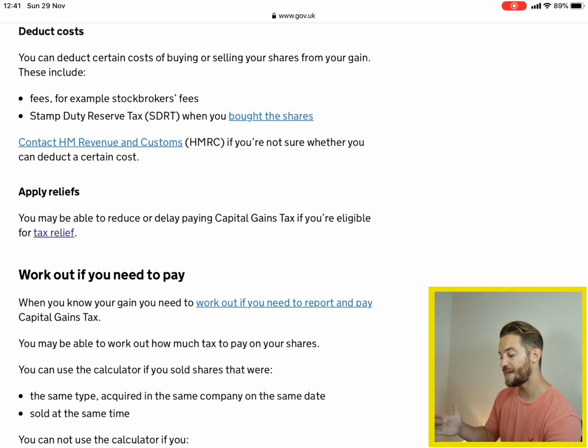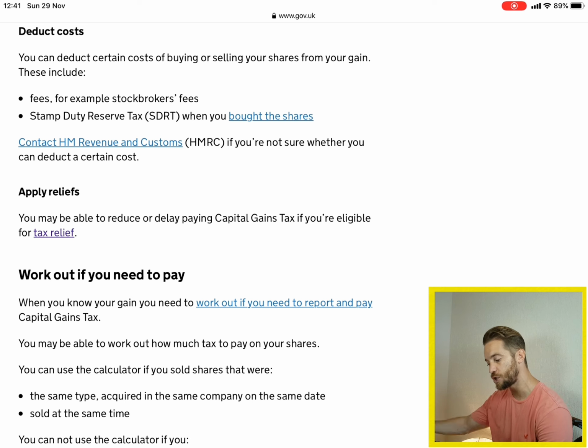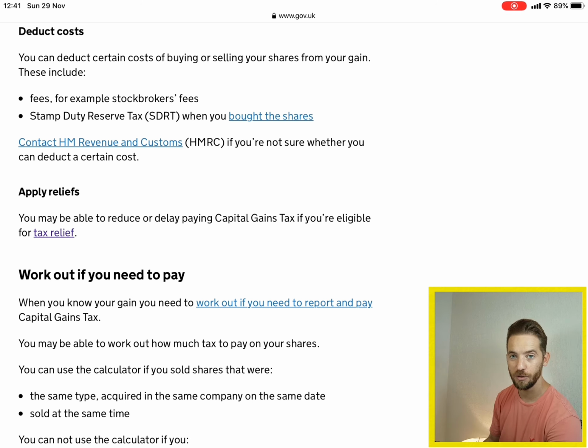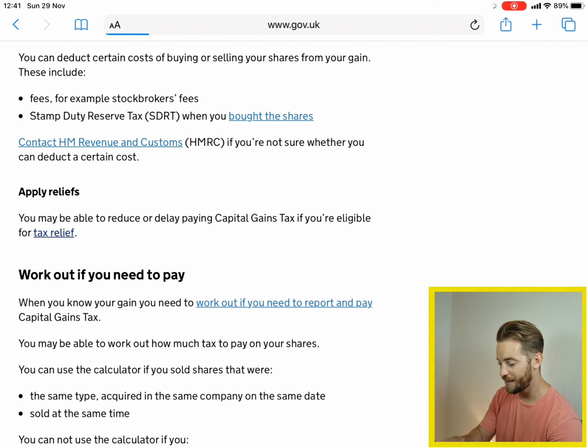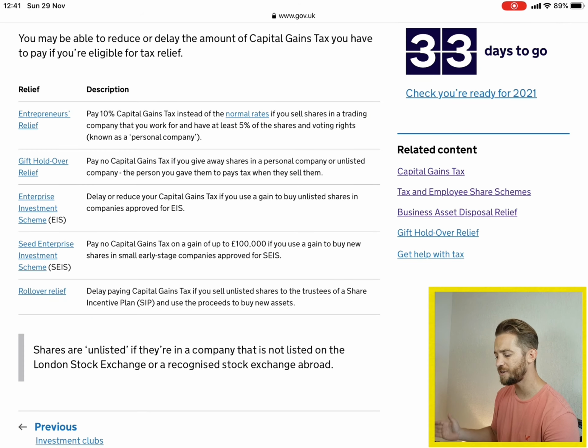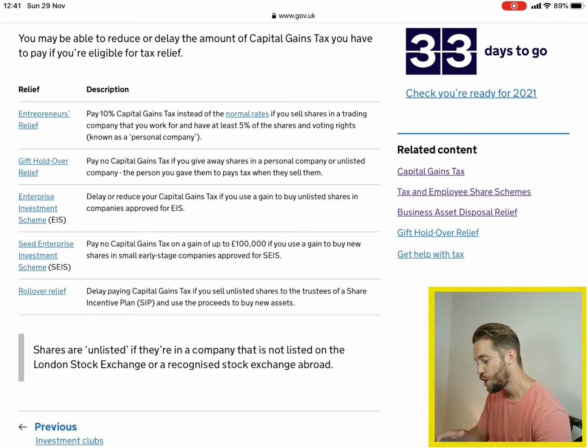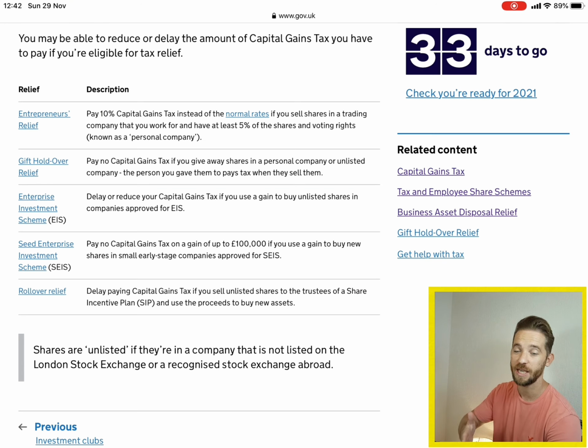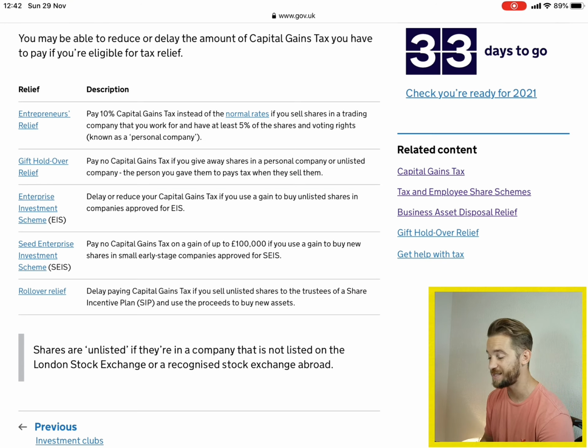It says below you can then apply tax reliefs. You may be able to reduce or delay paying capital gains tax if you're eligible for tax relief. Let me tell you, you're probably not eligible. I can take you to have a look at the table. So you have a number of reliefs here, but I'm betting that not one of them will apply to you. Entrepreneurs relief. You have to own 5% of the shares in a voting company and work for that company, and you can potentially get a reduced rate if you're a higher rate taxpayer, so not much good for us.